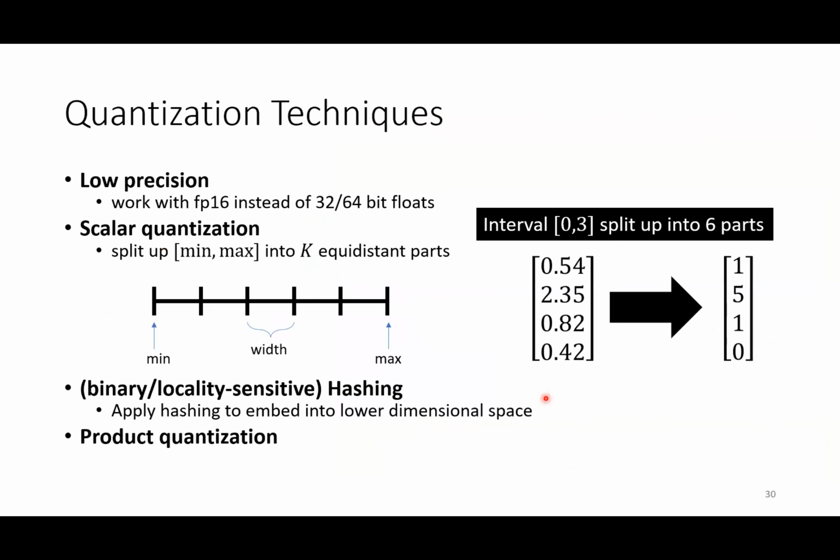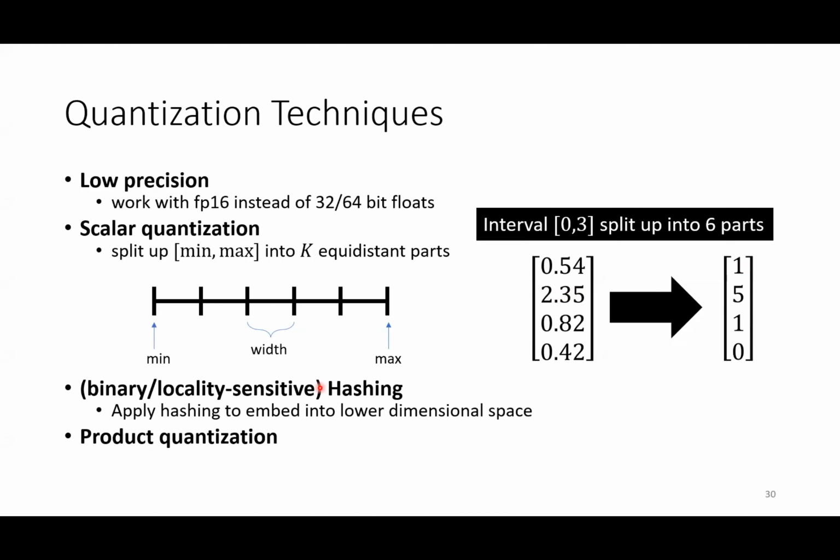What are ways to do this? Many of you have probably seen, just use 16-bit floating point values instead of 32-bit. This is probably going to speed up your application. You can do things like scalar quantization. You have a min, you have a max range that you know of your values. You can just split them up into buckets. Like here, I split up 0 to 3 into 6 different parts. So this 0.54 would be the first part, and so on.